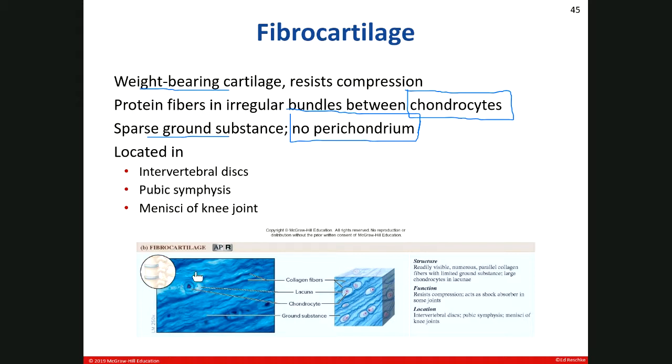If you look here, you can see here's a chondrocyte, but you have these wavy structures right here. Those are actually the collagen fibers, and it's very close to dense regular connective tissue. We find fibrocartilage in three places in our body: the discs in your spine, the intervertebral discs; your knee joints, the menisci, these shock absorbers in your knees; and then the pubic symphysis. The pubic symphysis is where your hip bones come together in the front of your body, your pelvis, and there's a disc there that is made of fibrocartilage.